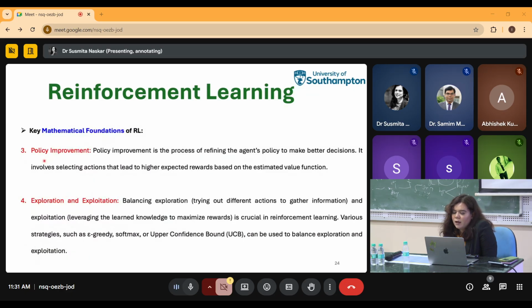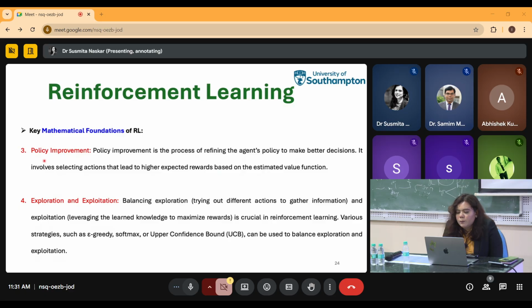And then there are also several key mathematical foundations of reinforcement learning. As I said, one is policy improvement, and one is exploration versus exploitation. Okay. So what is policy improvement? Policy improvement is about refining the agent's decision-making strategy. Using the estimated value function, the agent will update its policy or choose better actions. That's what it generally means, and that will lead to higher expected rewards.